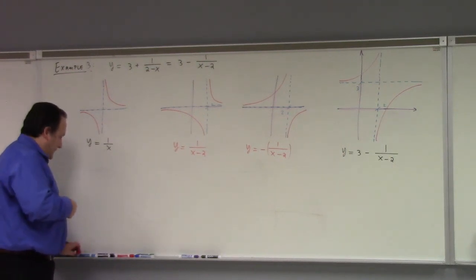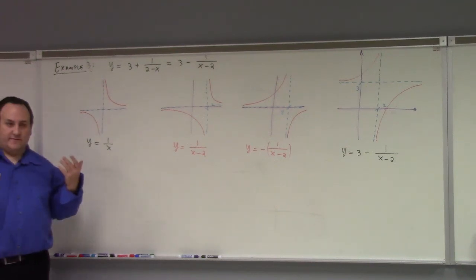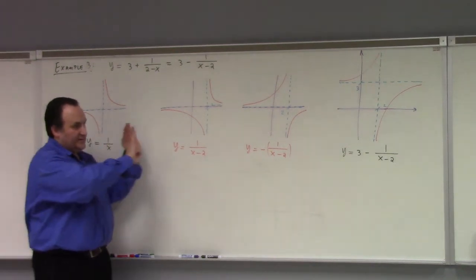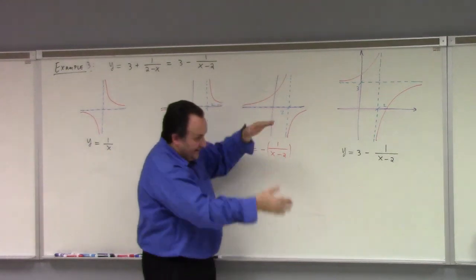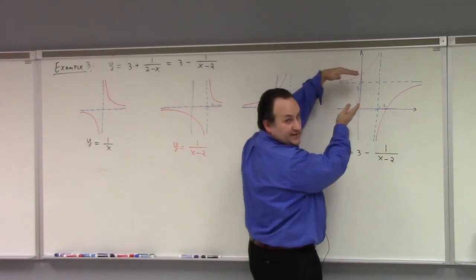So let me just retrace our steps. All that really went on here is we took the reciprocal graph, we shifted it 2 units to the right, we turned it over the x-axis, and then we shifted it 3 units up. And that was it.